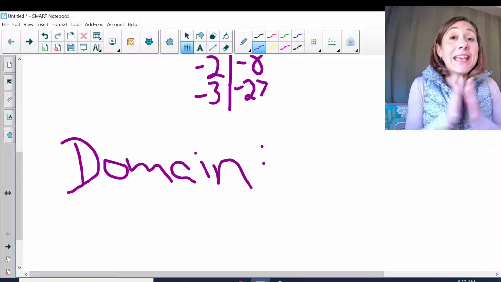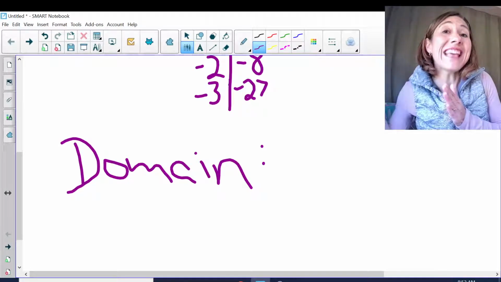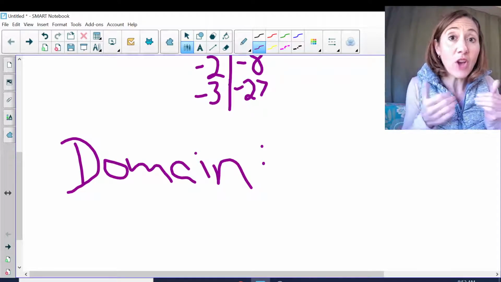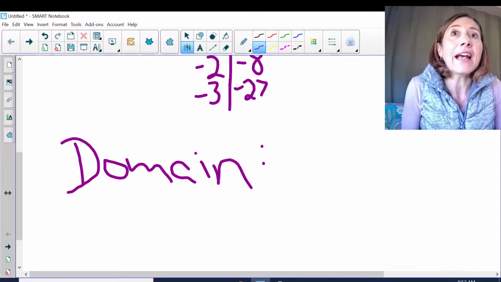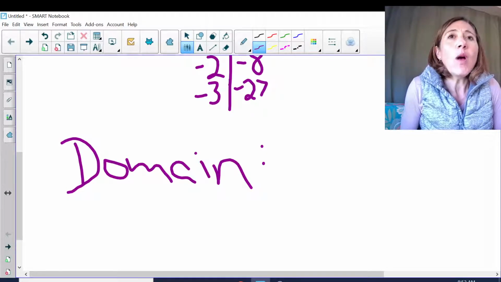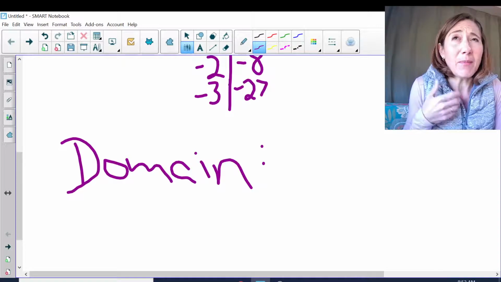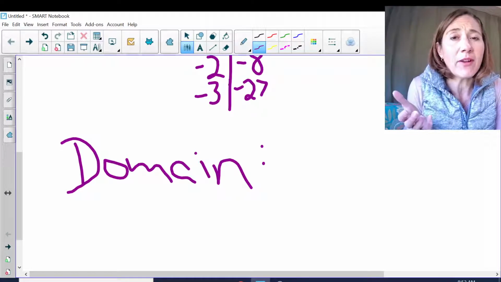So domain has to do with the x's, remember. So how far to the left and how far to the right would this graph go? Another way to ask this is, what could I plug in for x? Like, if I wanted to put a 4 in for x, could I do that?